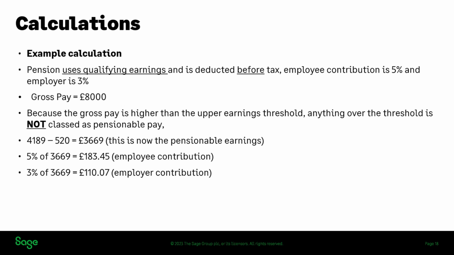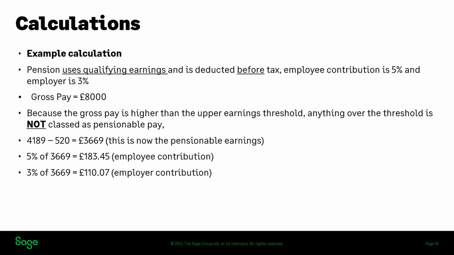Now, because the upper threshold is 4,189, anything over that amount is not classed as pensionable pay. So anything over £4,189 monthly is not classed as pensionable pay, which means you can discard that from your calculation altogether. So in this scenario, when your gross pay goes over that, you'll be taking your upper threshold amount, deducting the lower threshold from the upper threshold to give you the difference in the middle, and that's now your pensionable pay.